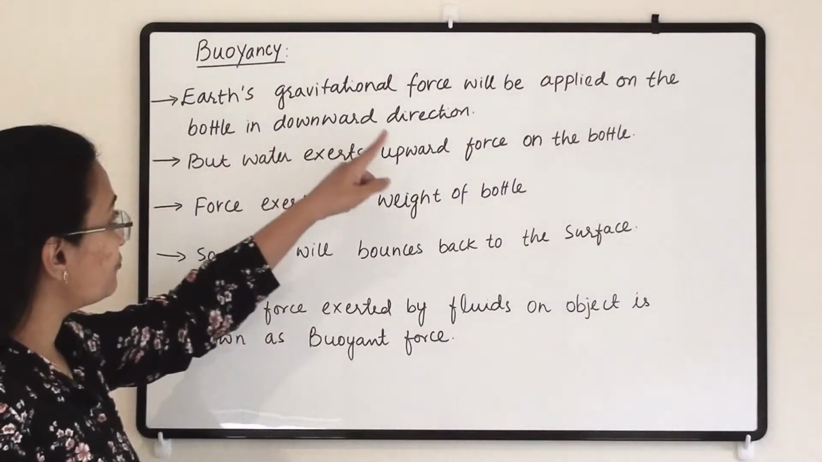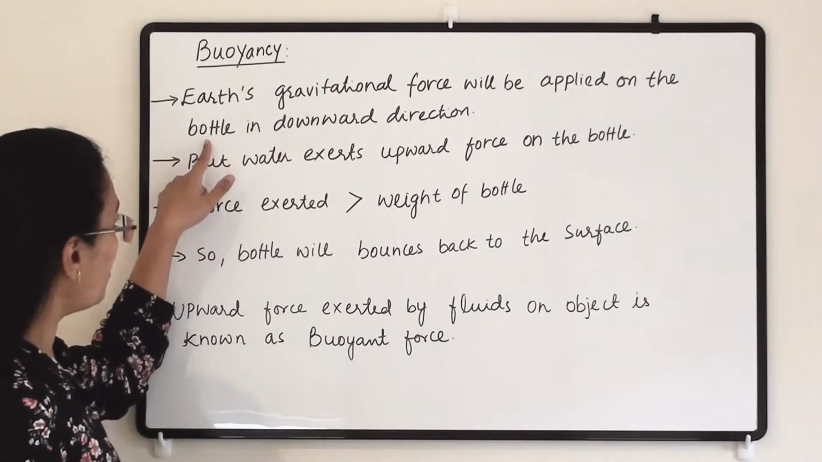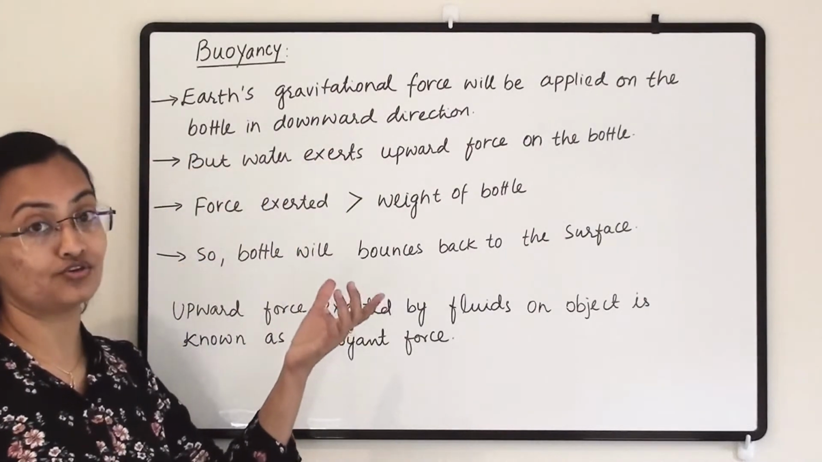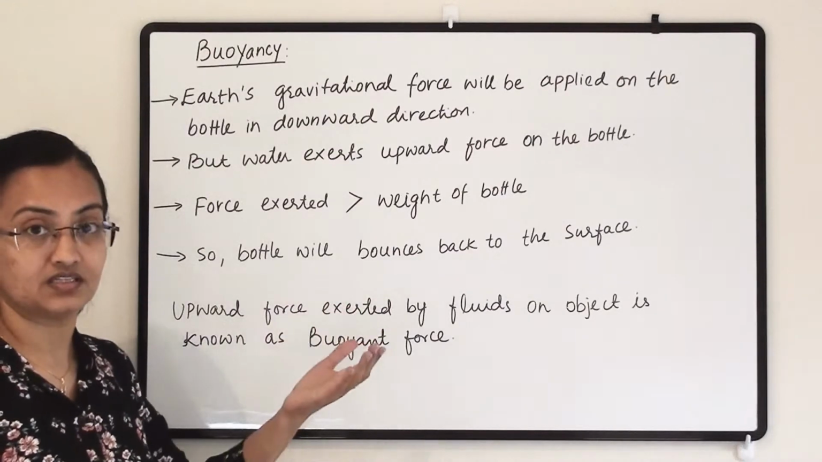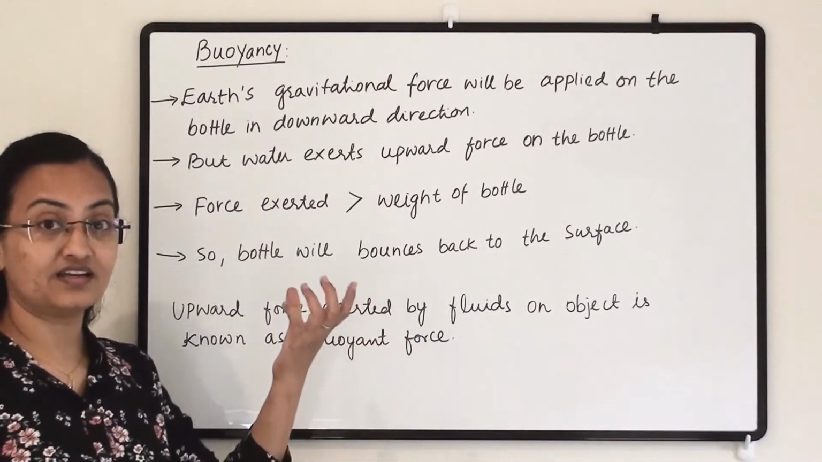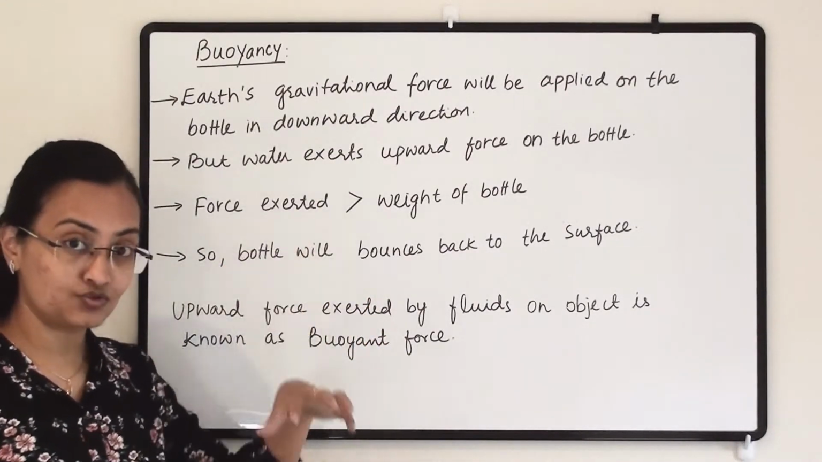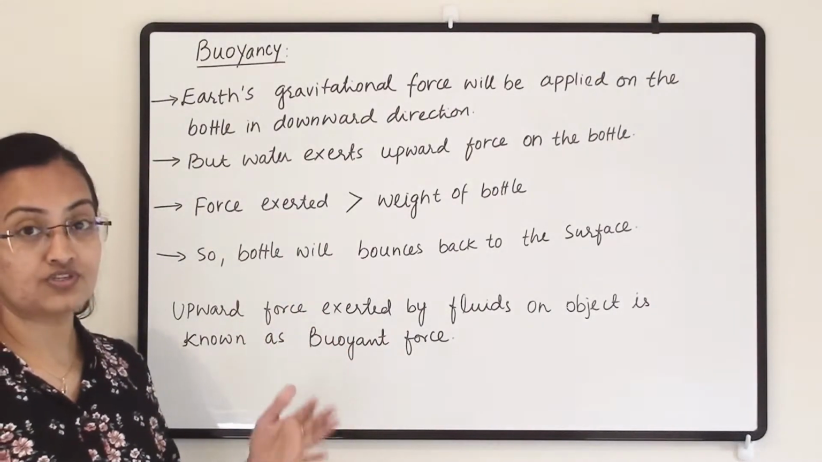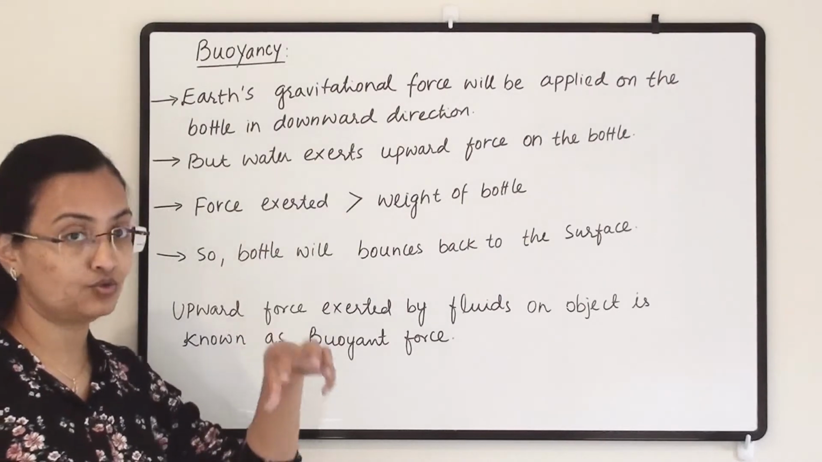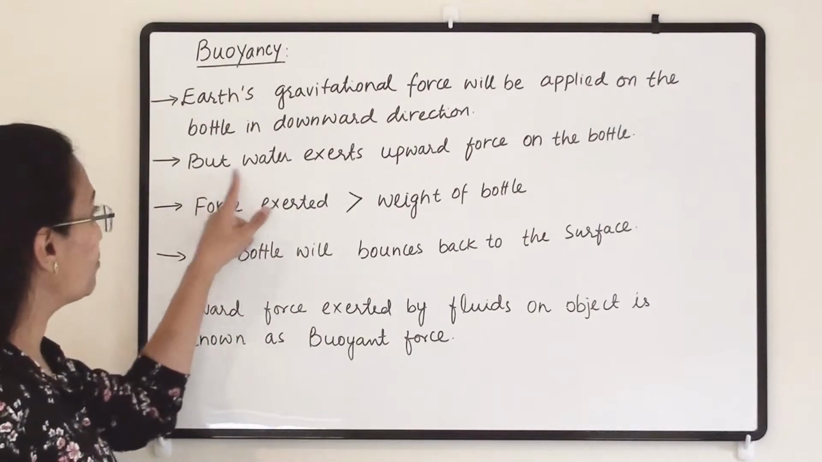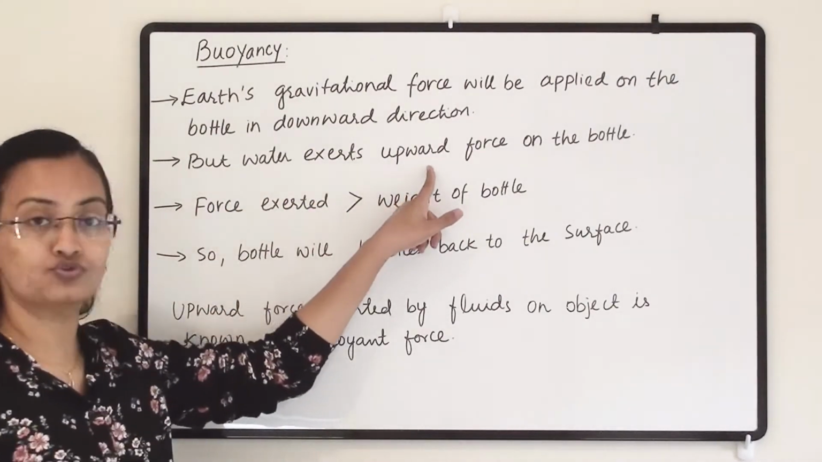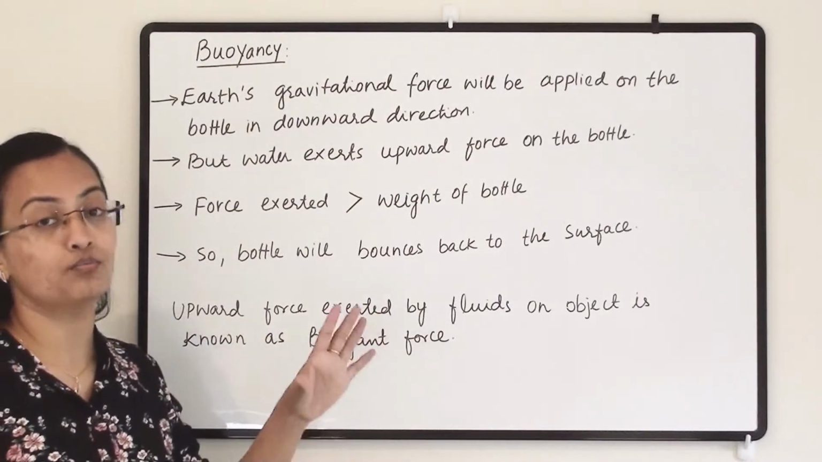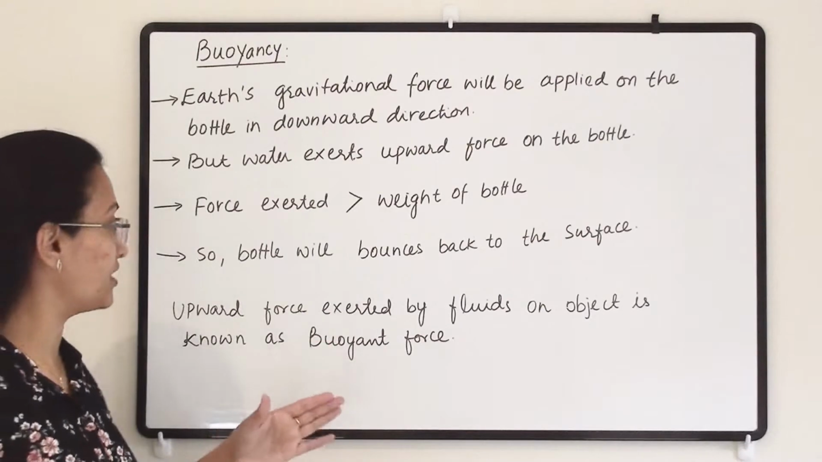So let us understand this. Earth's gravitational force will be applied on the bottle in the downward direction, and that is the measure of its weight. The weight of an object is due to the gravitational force, and the gravitational force acts downward. But water exerts an upward force on the bottle. This upward force, upthrust, is known as buoyant force.